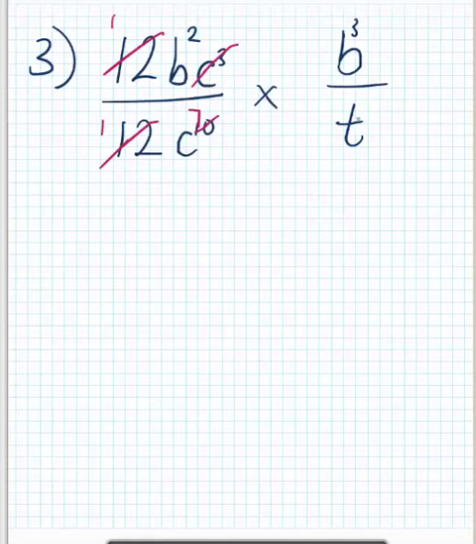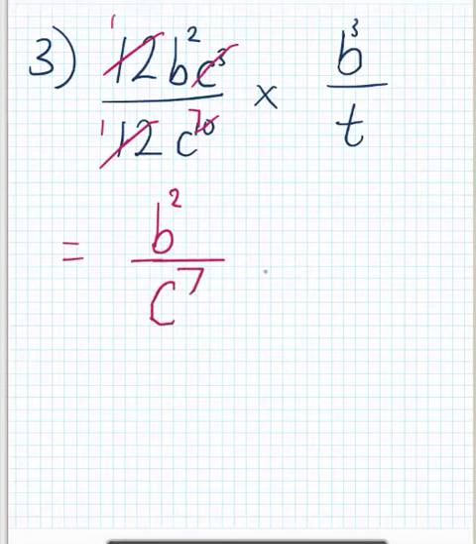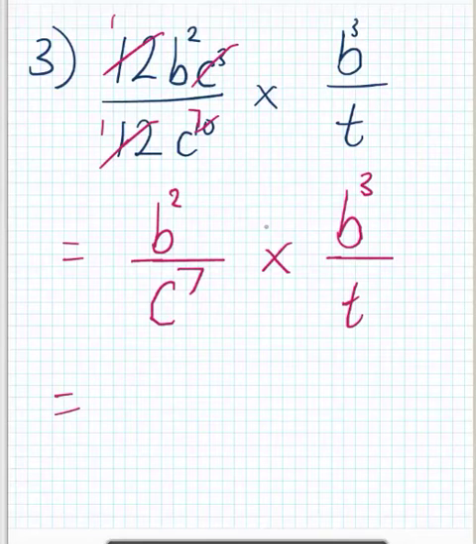And that t down here, do I have any t's on top on either side? No, so the t is stuck there. So let's write out what we have left. On this side, we've got b squared, or b to the power of 2, and on the bottom we've got c to the power of 7, times, on this side, nothing changed, we've got b cubed, or b to the power of 3 over t. And now that I can clearly see that what I have is correct, I will multiply it out.